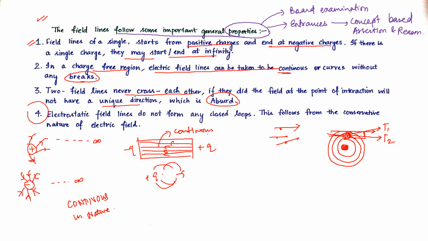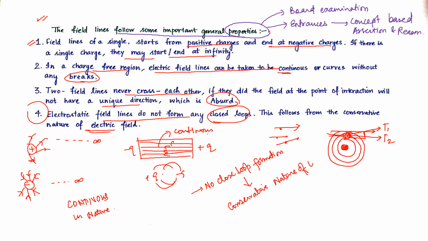Now fourth, electrostatic field lines do not form any closed loops. They follow from the conservative nature of the electric field. This concept of no closed loop formation satisfies the conservative nature of electric field lines. Okay.